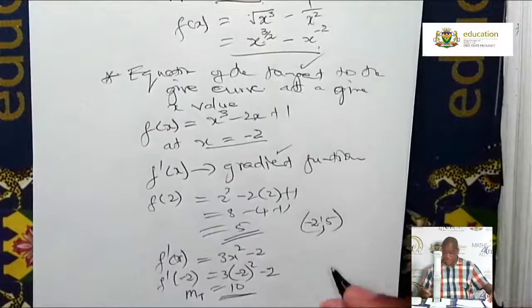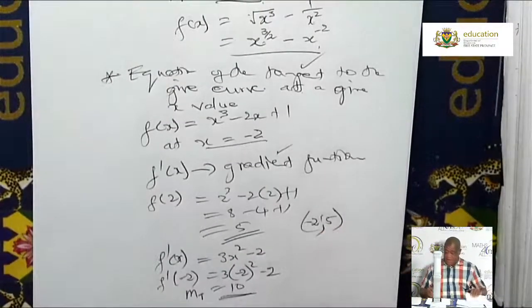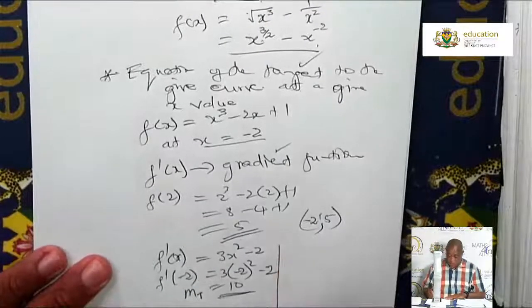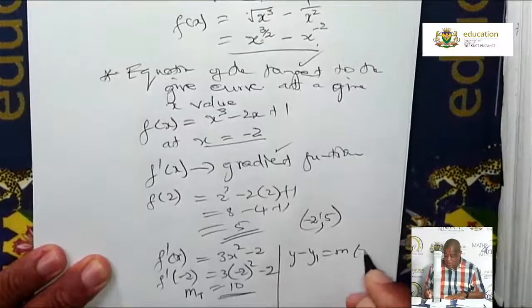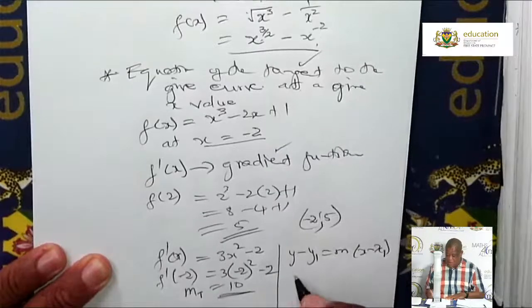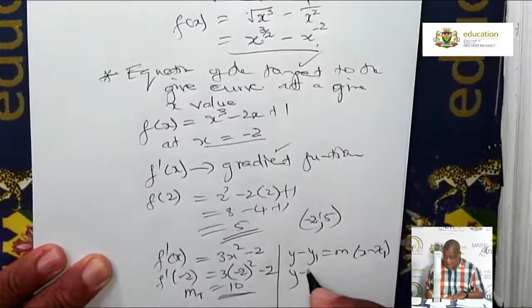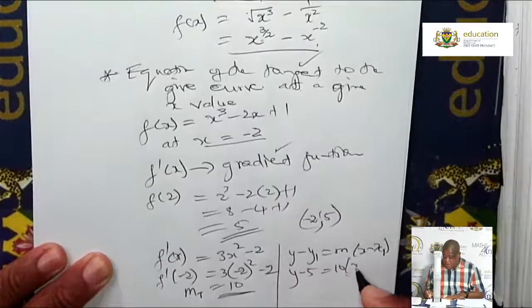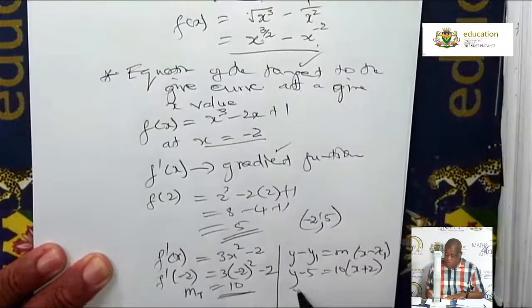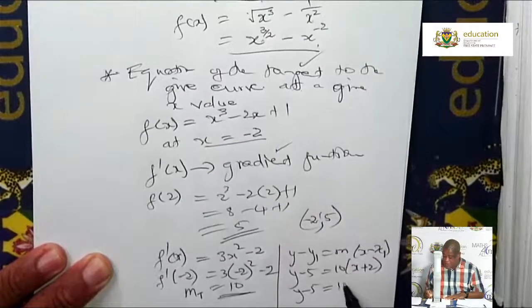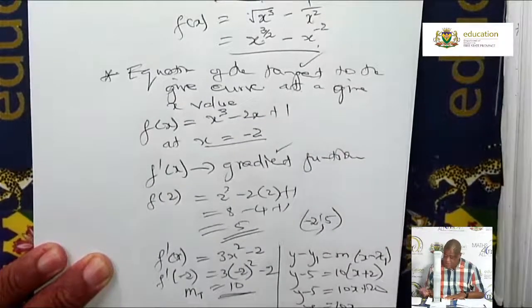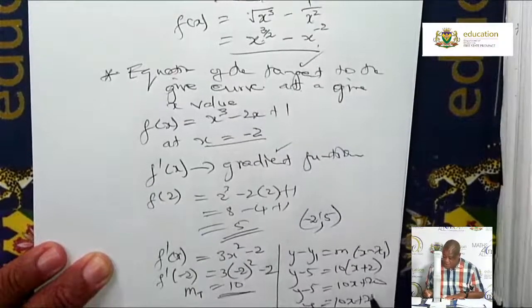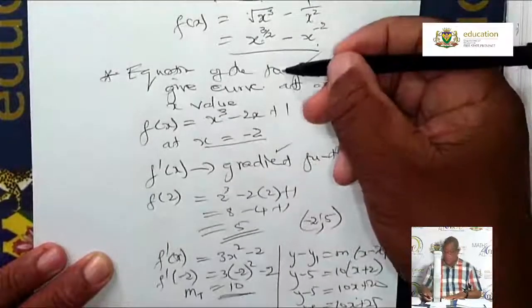So at the moment, we are having a point and a gradient. To find the equation of the tangent, we shall just use y minus y1 is equal to m into x minus x1. You can just substitute that. It's y minus 5 is 10 into x plus 2, which is giving us y minus 5 is 10x plus 20, so y equal to 10x plus 25. This will then be the equation of the tangent.